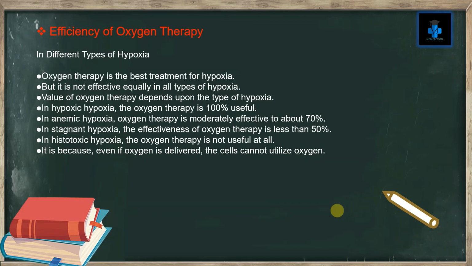In histotoxic hypoxia, the oxygen therapy is not useful at all. It is because even if oxygen is delivered, the cells cannot utilize oxygen.